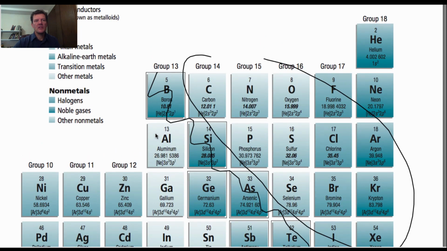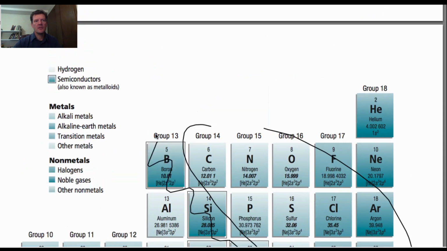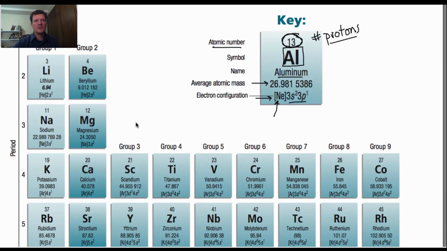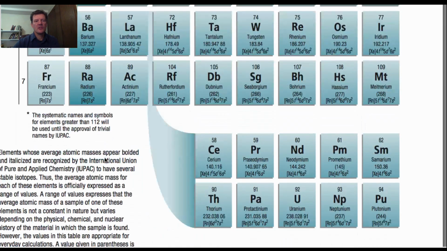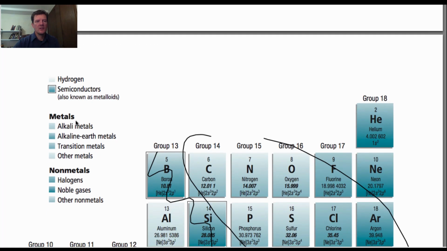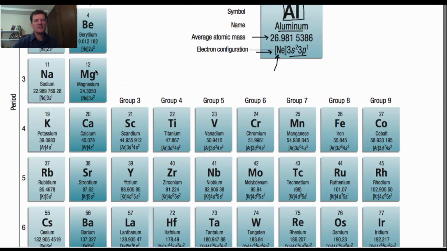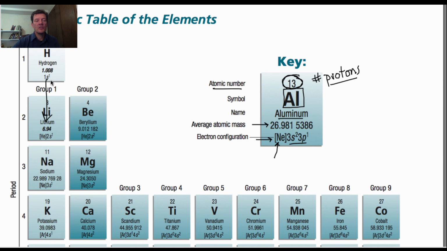In between, a couple other important groups here. This group of metals, those are called your alkali metals. And then you've got your alkaline earth metals. Alkaline earth metals are group 2. So I want you to know that these are your alkali, and these are your alkaline earth.